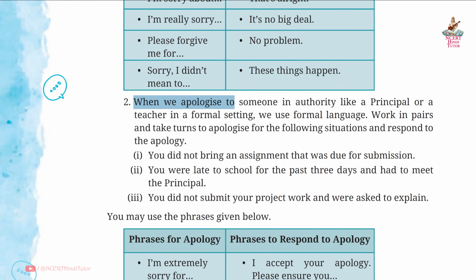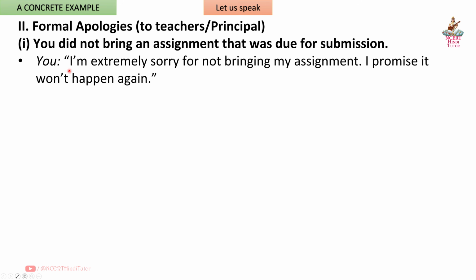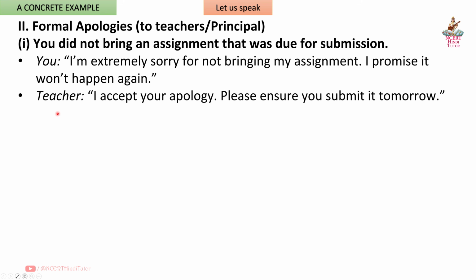Second, when we apologize to someone in authority like a principal or a teacher in a formal setting, we use formal language. Work in pairs and take turns to apologize for the following situations and respond to the apology. First, you did not bring an assignment that was due for submission. Answer: You: I am extremely sorry for not bringing my assignment. I promise it won't happen again. Teacher: I accept your apology. Please ensure you submit it tomorrow.